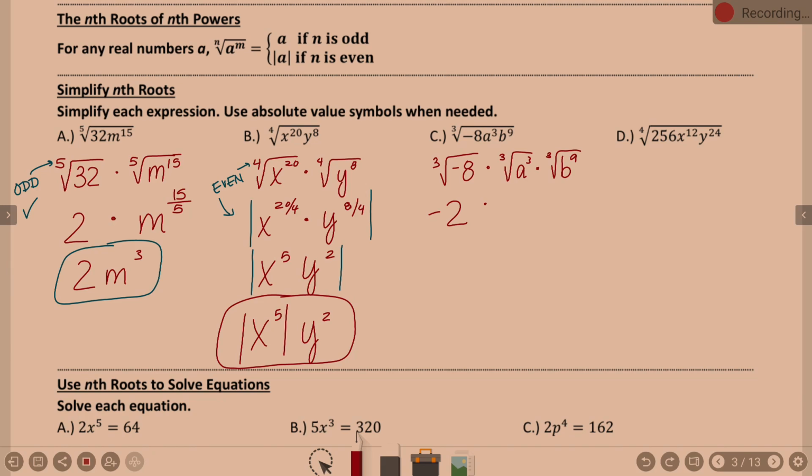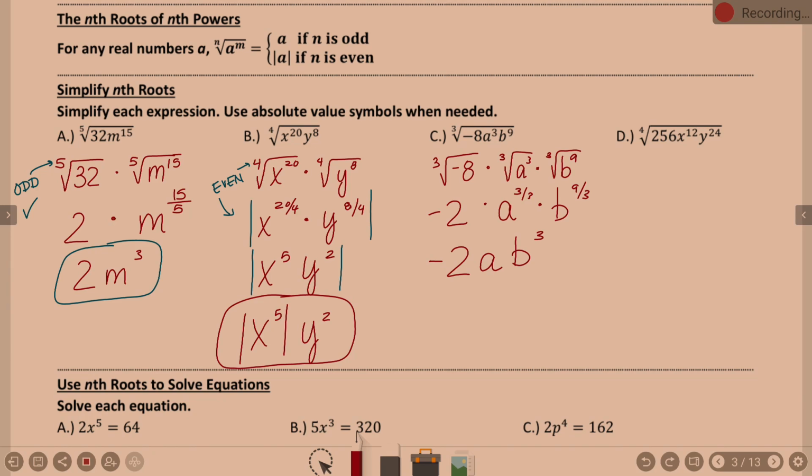What's the cube root of a to the 3rd rewritten as? You can't really get this one wrong. It's a to the what over what? 3 over 3. I'll clean that up in my next step. What about the cube root of b to the 9th? It's b to the what over what? 9 over 3, because that index, that root, is always your denominator. Okay. Clean up. Negative 2 is negative 2. A to the what? A to the 1st. Do I need to write 1? No. B to the 9 divided by 3 is 3.